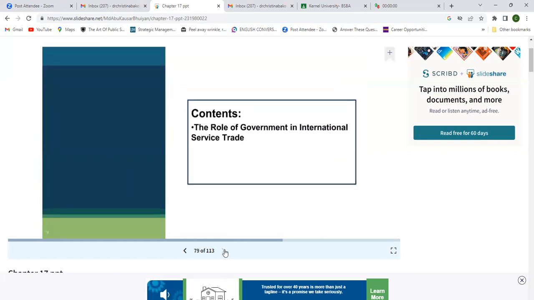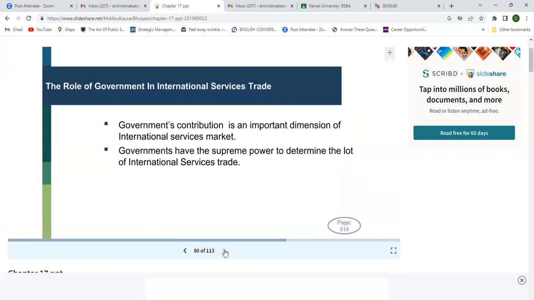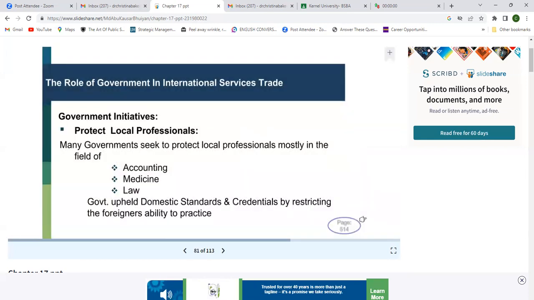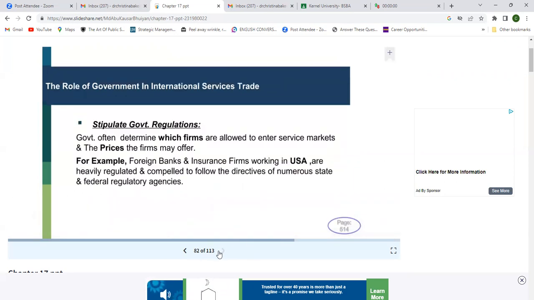We have the role of government in international service trade. The government's contribution is an important dimension of the international service market. Governments have supreme power to determine a lot of the international service trade. Government initiatives protect local professionals. Many governments seek to protect local professionals, mostly in the fields of accounting, medicine, and law. Governments uphold domestic standards and credentials by restricting foreign ability to practice.